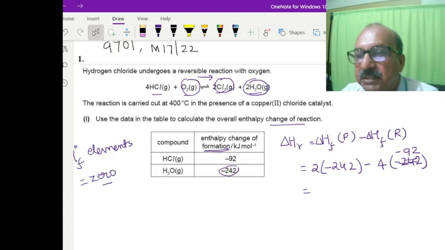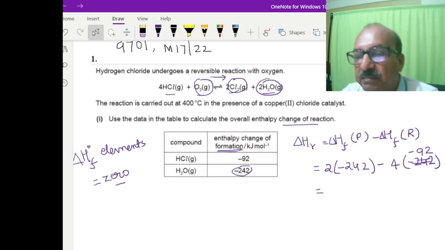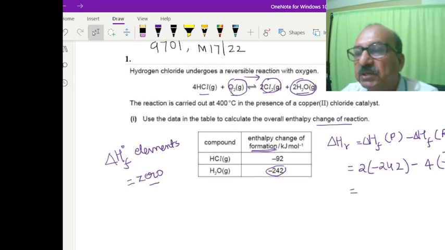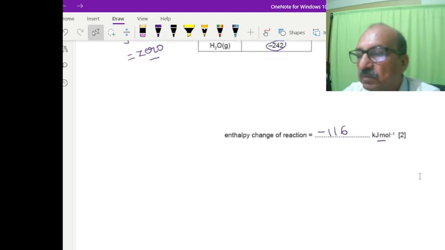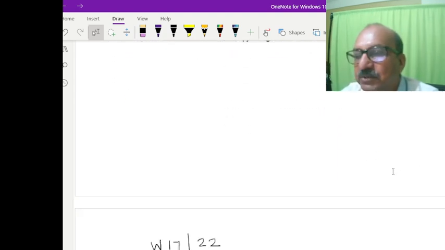So I think you understood this. It was pretty easy. You have to only remember that the enthalpy change of formation for the elements is taken to be 0 by convention, and when the enthalpies of formation have been given and you have to find out the enthalpy change of reaction, you have to do products minus reactants. Products here are two water molecules. So take this value, subtract the HCl, which is 4 times minus 92, simple mathematical calculation, and you get minus 116 kilojoule per mole. That's the answer. So I think you understood this.